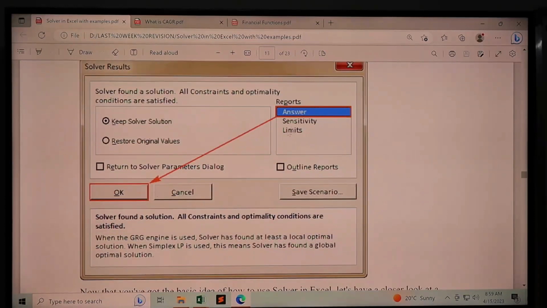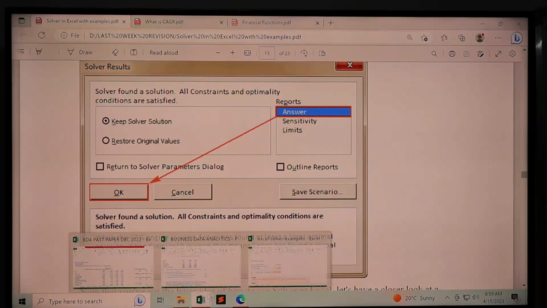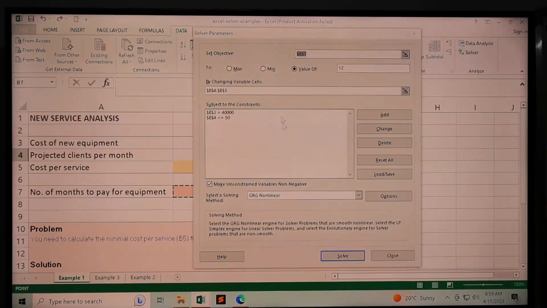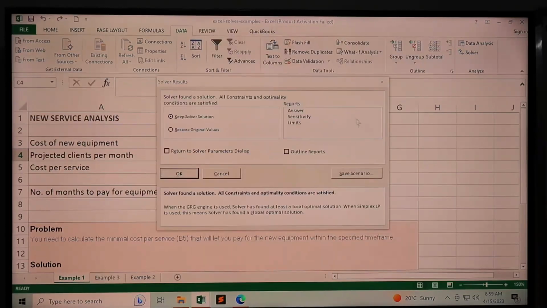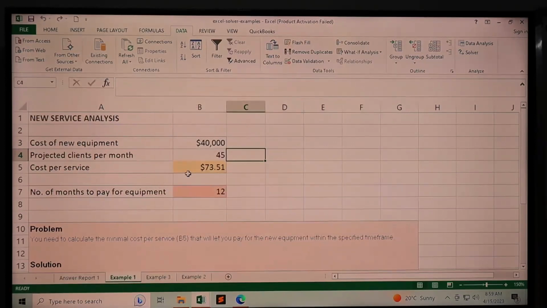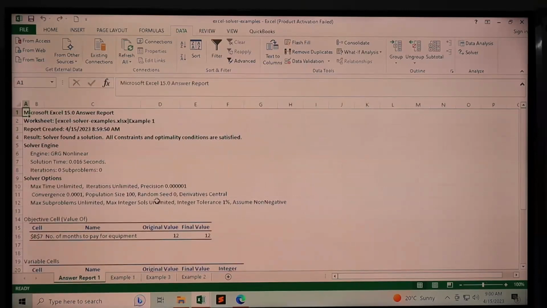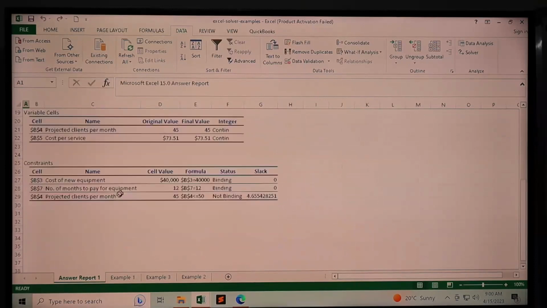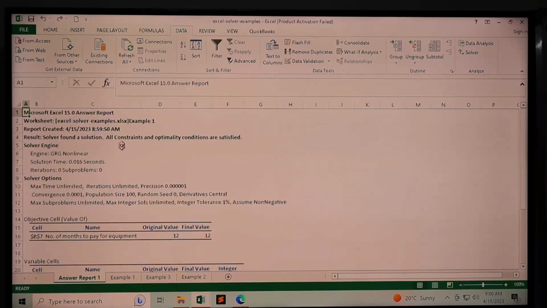Okay, you forgot to click answer. That was our problem. Once you finish up here, you're supposed to click answer, and then you click OK. It's supposed to produce another worksheet. In that worksheet, it gives you the summary of the solver results you have computed, a summary of what you have done.